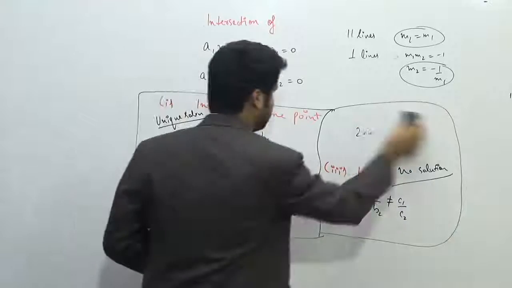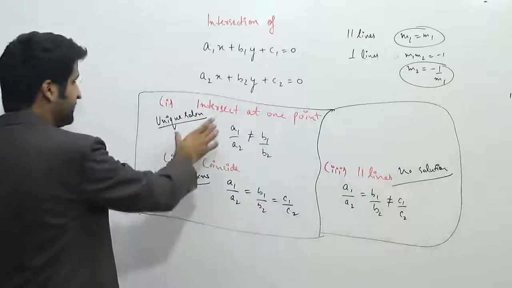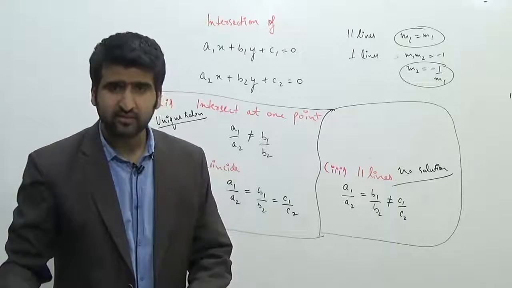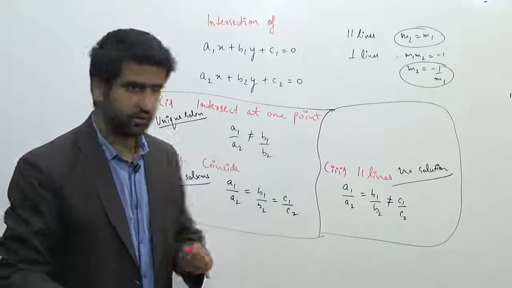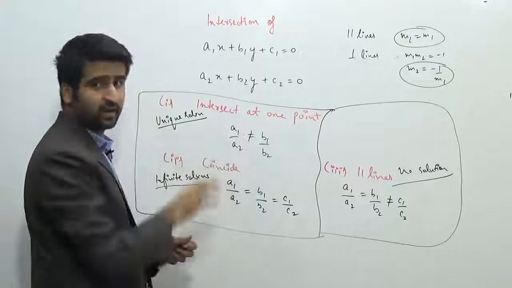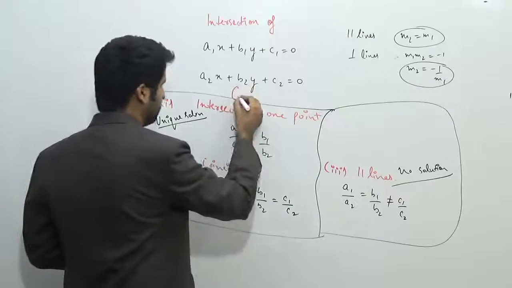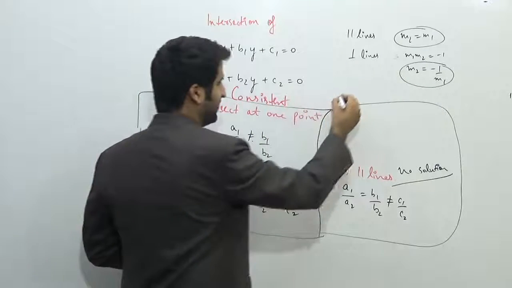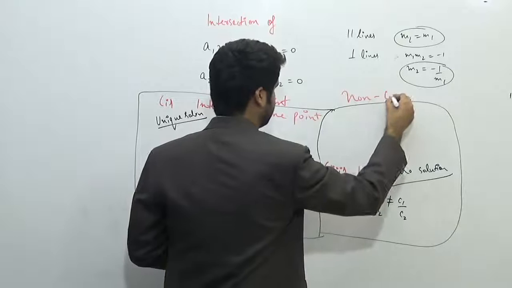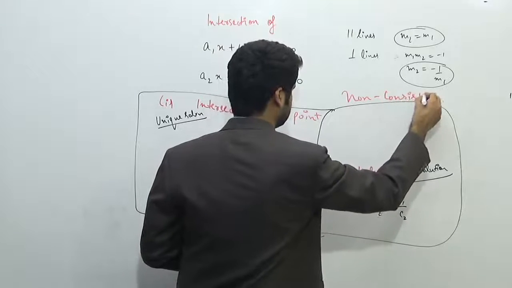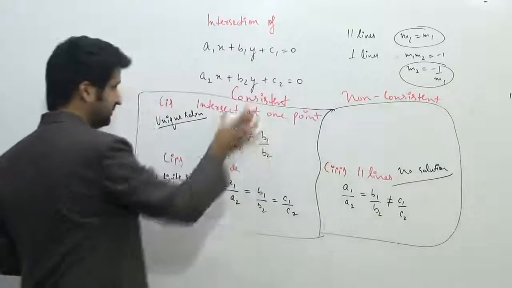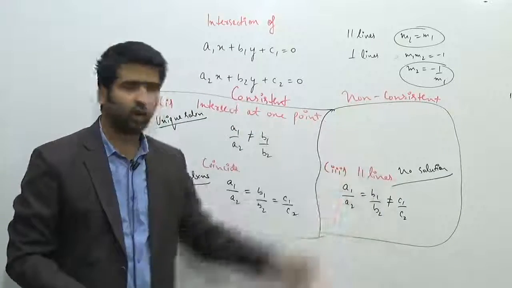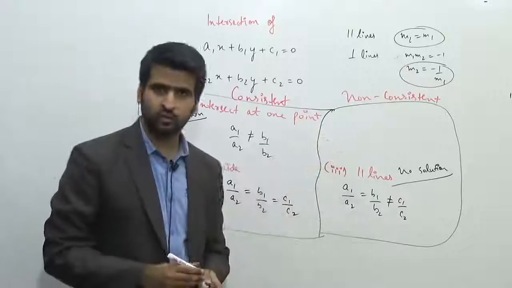This is the condition for consistent equations. Consistent equations means they have a solution, they have an answer. They intersect at some point. So these two lines are consistent, while these two lines are non-consistent. These are two cases of consistent equations, and this is the one case of non-consistent equation, because these are two parallel lines.